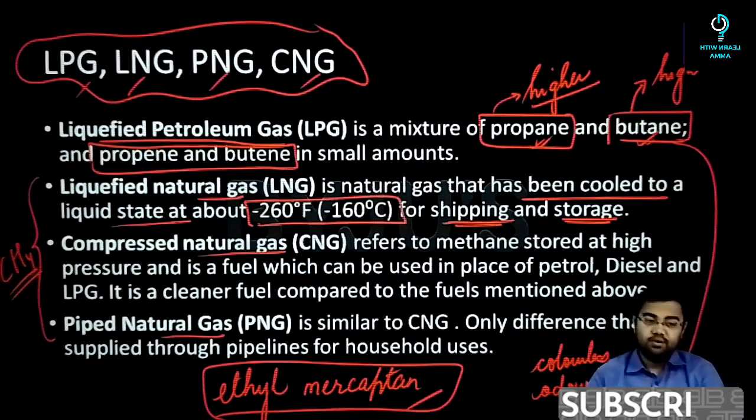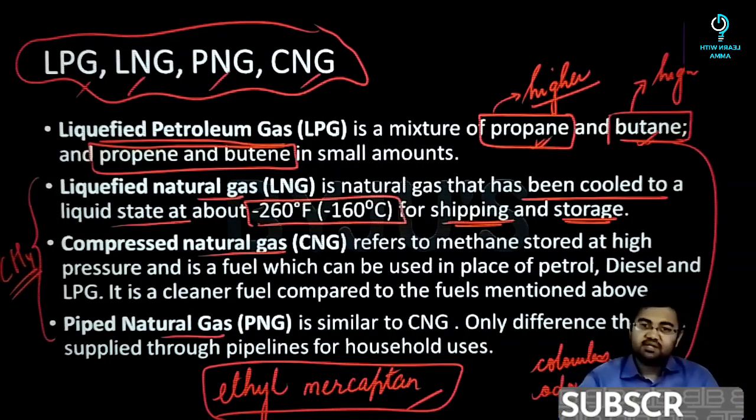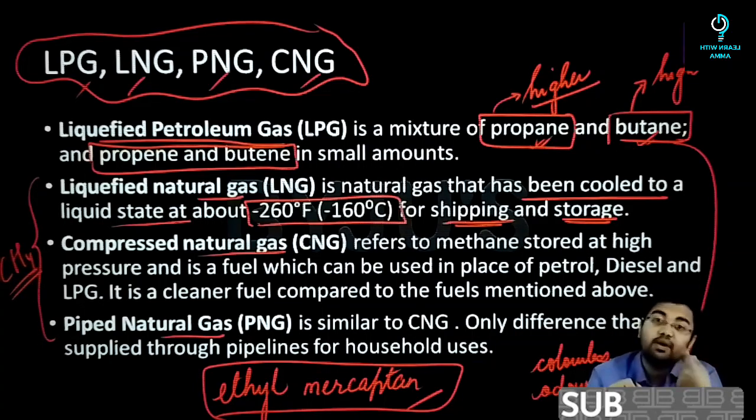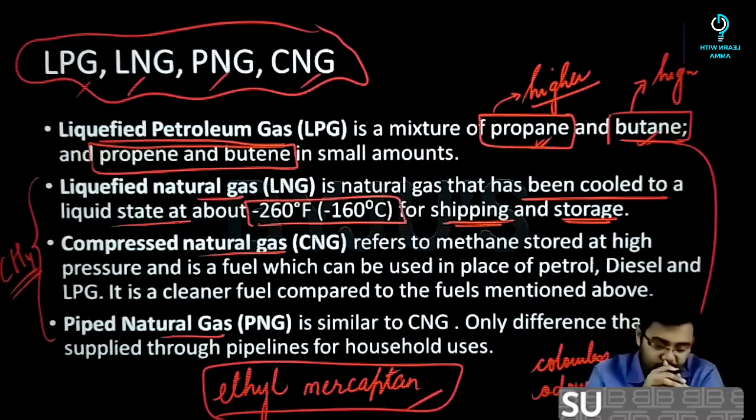So why? If you talk about natural gas, it is gaseous. Since it is gaseous, it will take more space and carrying it will be very, very difficult. But if we compress it into a liquid form which can be stored and transported, then it becomes very easy for us to carry on the operations. So that's why natural gas will be converted into liquefied natural gas and then transported wherever you want.